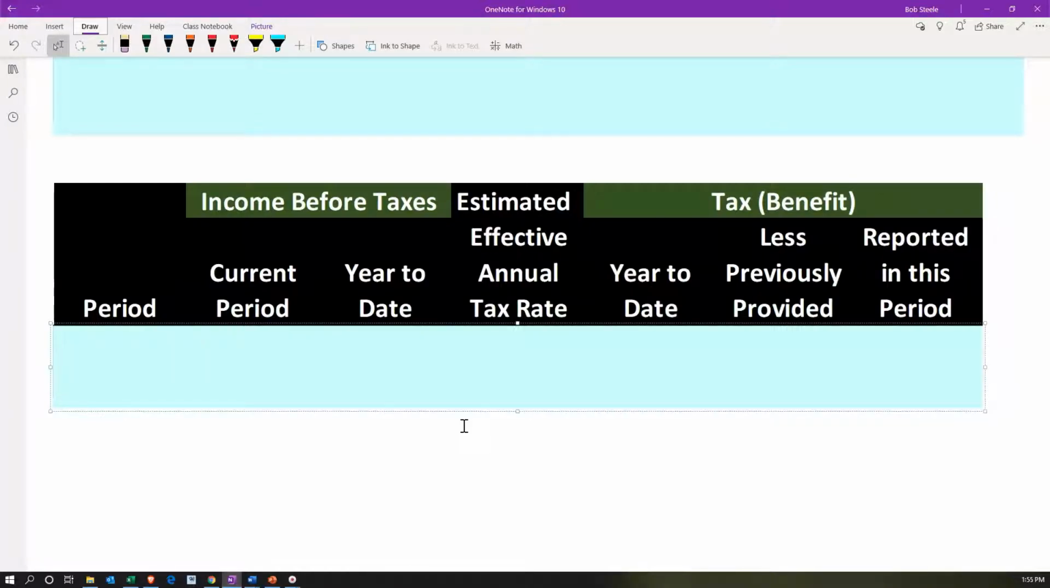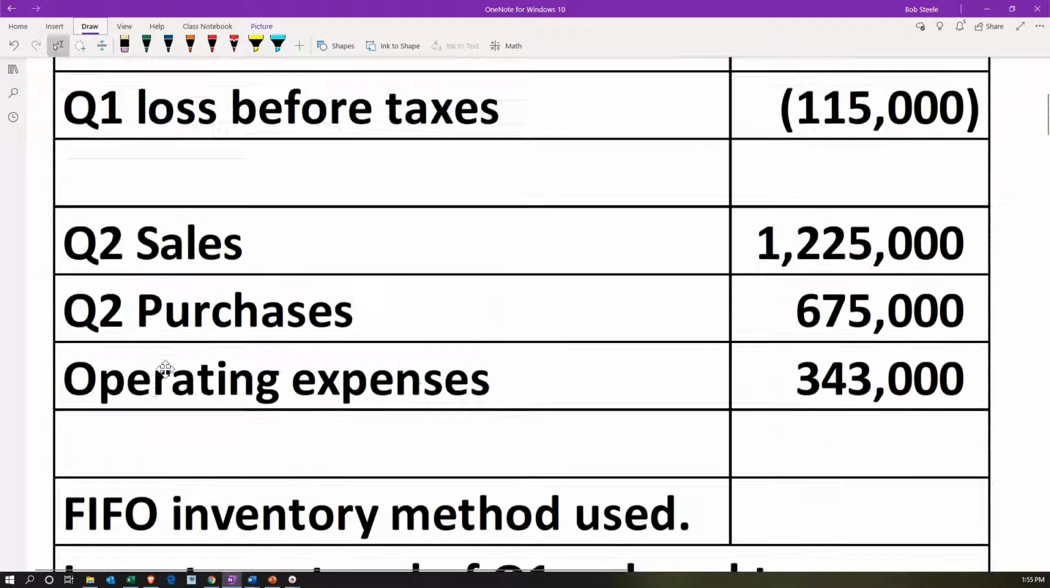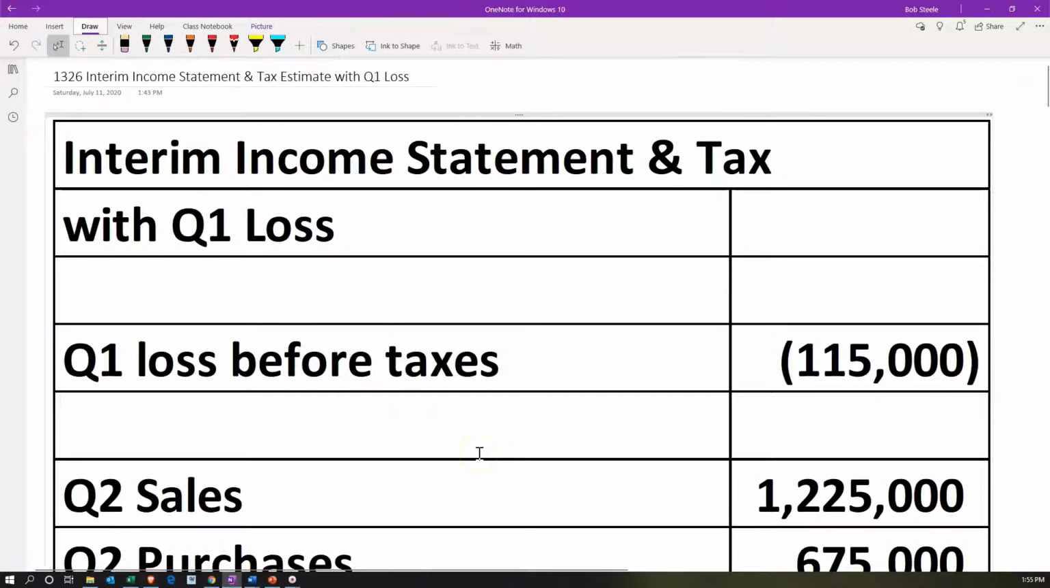So we'll take a look at a worksheet like this, and as we do so, we'll see that there was a loss in the first quarter and see how that affects us when we do our calculations for the second quarter. All right, knowing that, let's go back up. Let's read through all the information first. Then we're going to take a look at components of that information as we work through the problem.